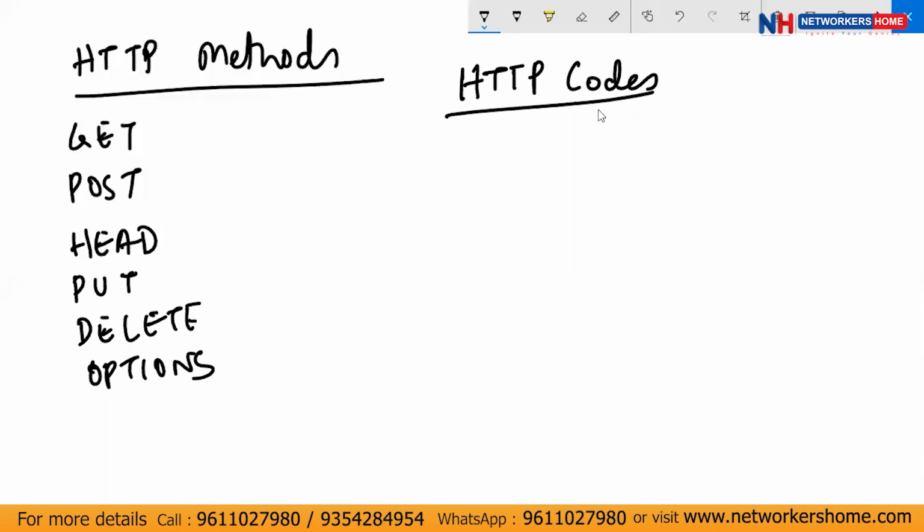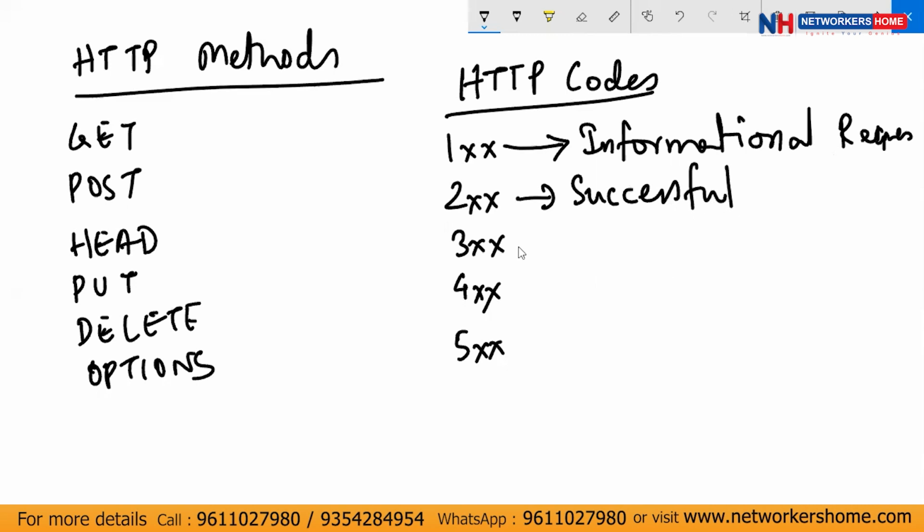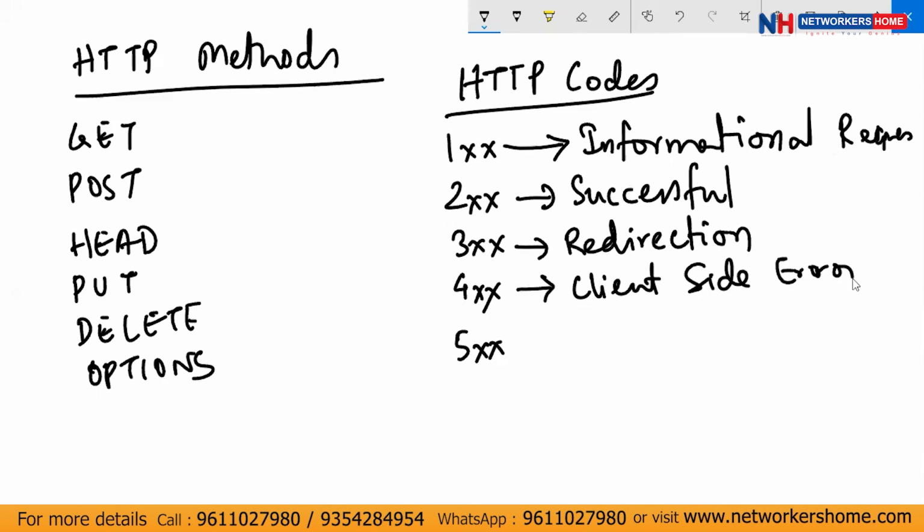There are basically 5 series of codes: 100, 200, 300, 400, and 500 series. 100 represents informational requests. 200 represents successful, that the request is successful. 300 denotes redirection. 400 is client-side error. And 500 is server-side error.